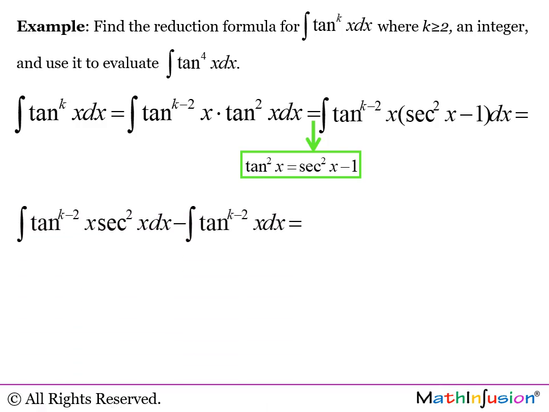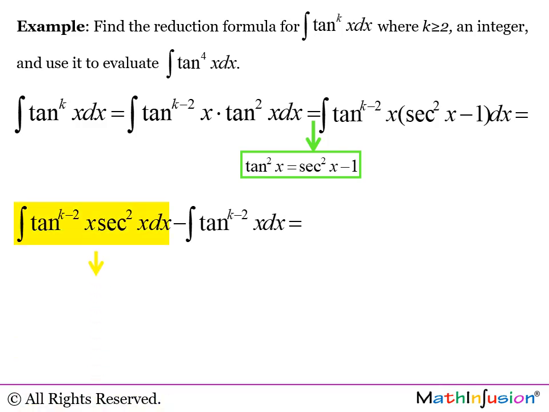Let's observe now what we have. The first part is an easy integration using u substitution, because the derivative of tangent x is secant to the power of 2x. The second one is a reduction because it's an integral of tangent to the power of k minus 2x dx.